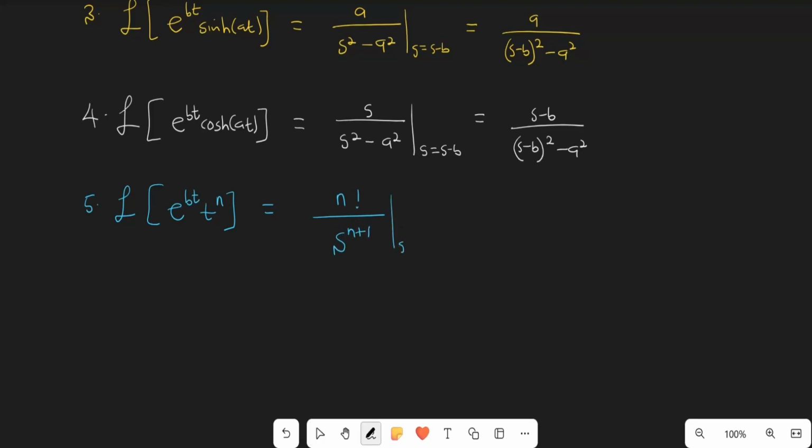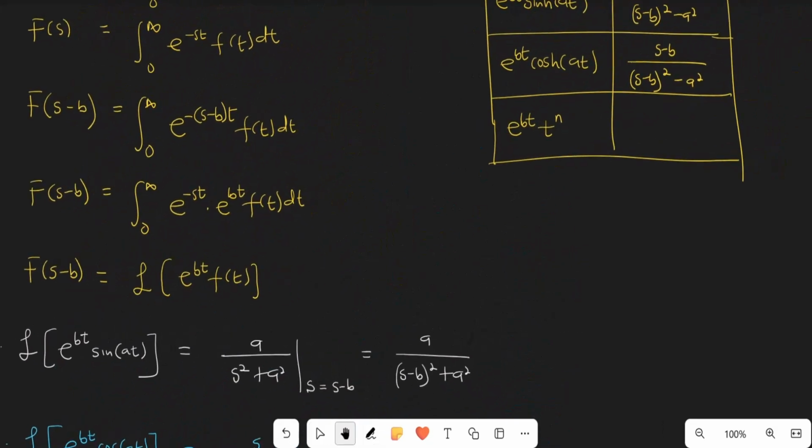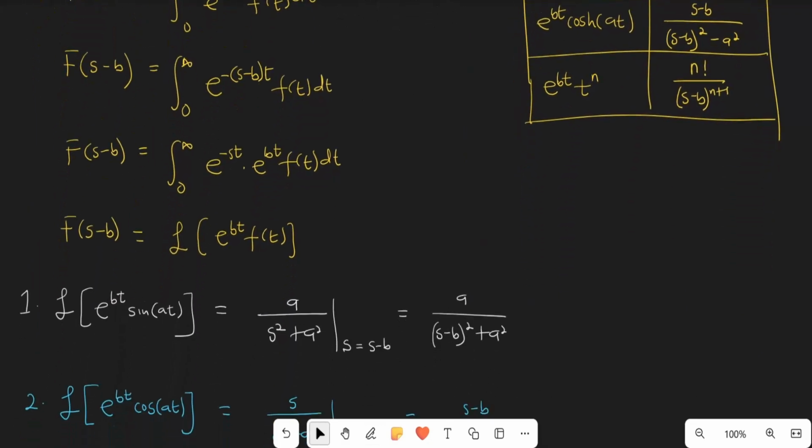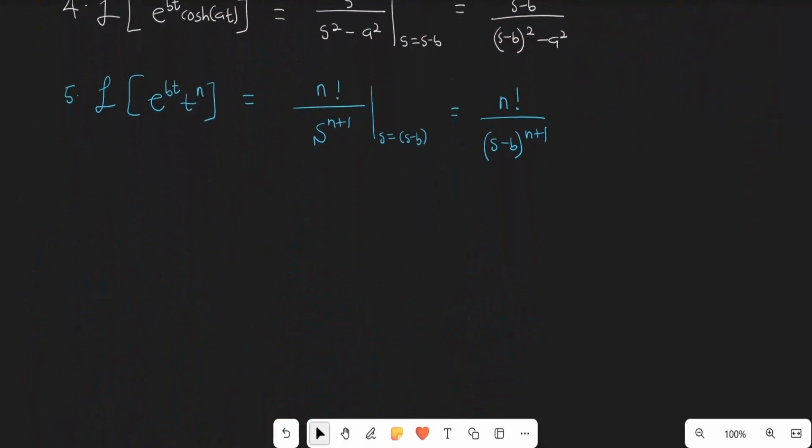So we are going to substitute s with the shifted version, which is s minus b, and this one is equal to n factorial divided by (s minus b) raised to the power n plus 1. So n factorial divided by (s minus b) all to the power n plus 1 is the Laplace transform of this function. So we are going to complete our table and now work few examples. So this one is n factorial divided by (s minus b) raised to the power n plus 1. So our table now is complete. So what I'm going to do is to go ahead and now work few examples and see how this is done.